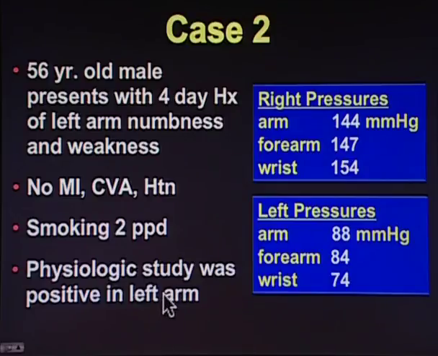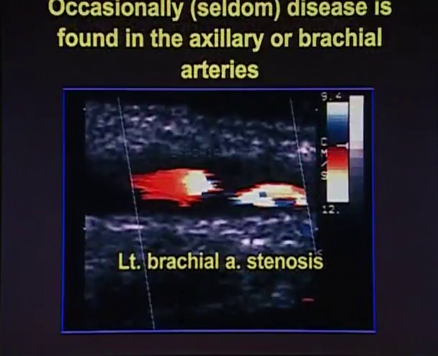His physiologic studies were positive in the left arm. The right upper arm brachial pressure was 144, on the left side it was 88, and then 84, 74. And the right pressures were all normal. His waveforms were abnormal as well. So we sort of expected to find subclavian artery disease on the patient, because that's the most common site. But as we started to scan the subclavian, there was no disease present.